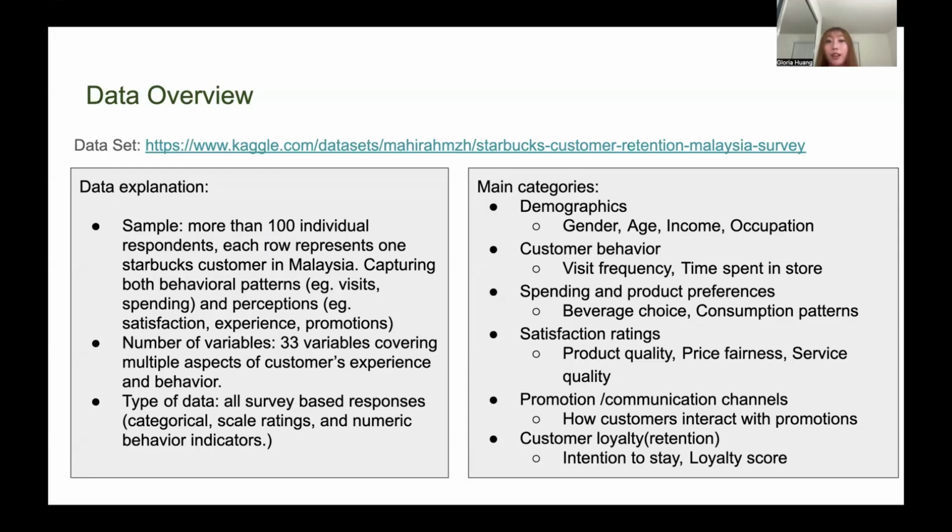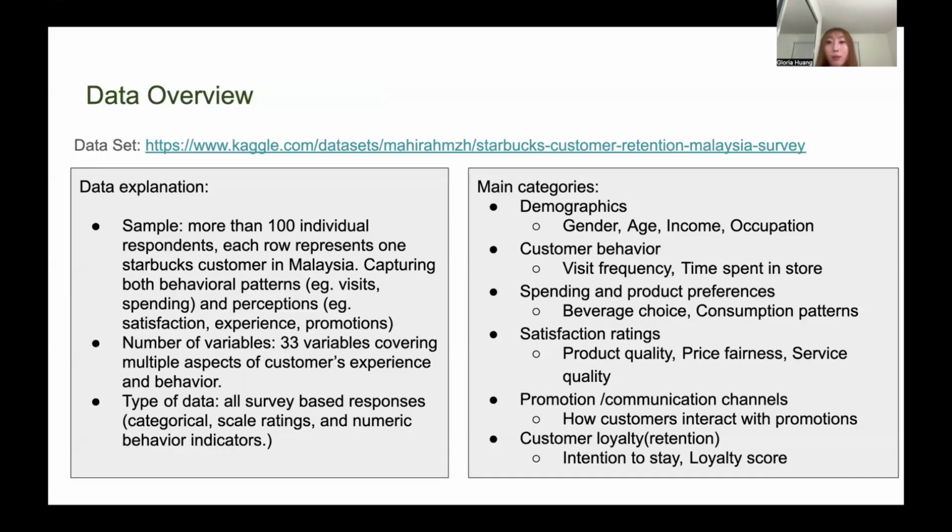So we included 33 variables covering multiple aspects of customers' experience and behavior. The type of data we have is all survey-based responses. It includes categorical, scale rating, and numerical behavior indicators. The main categories are demographics, which includes gender, age, income, and occupation. The second one would be customer behavior. It includes visit frequency and time spent in store.